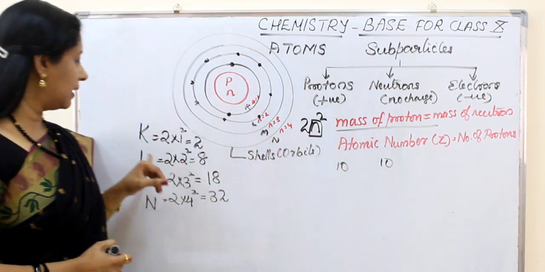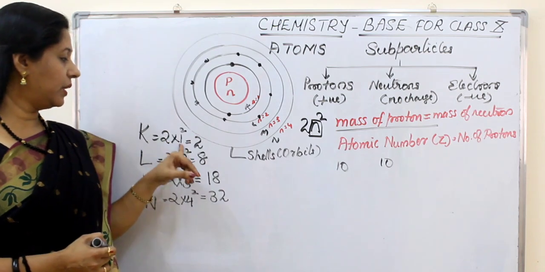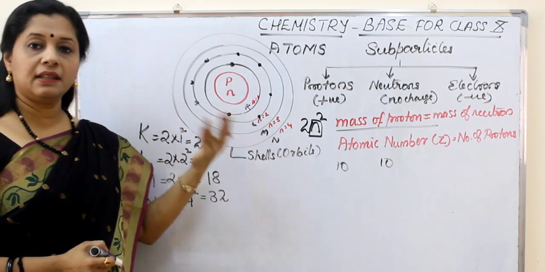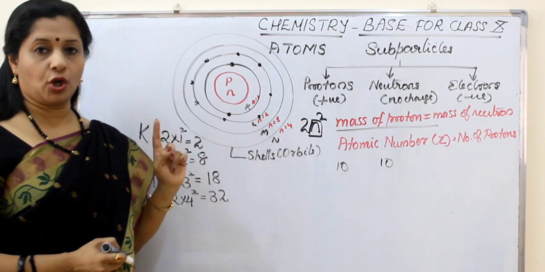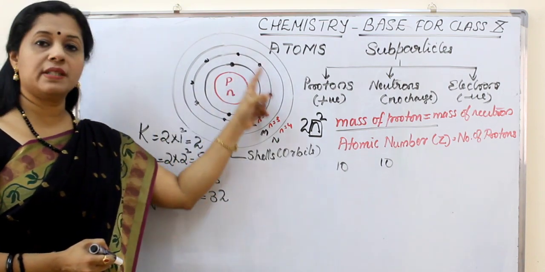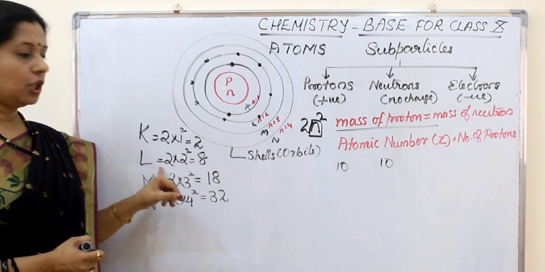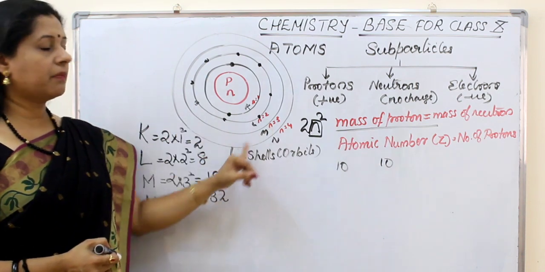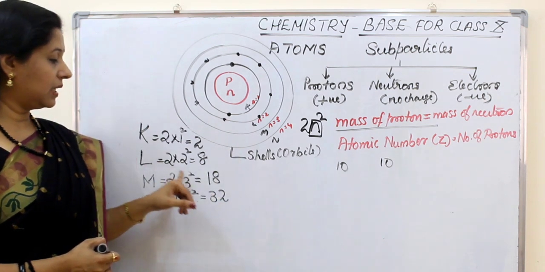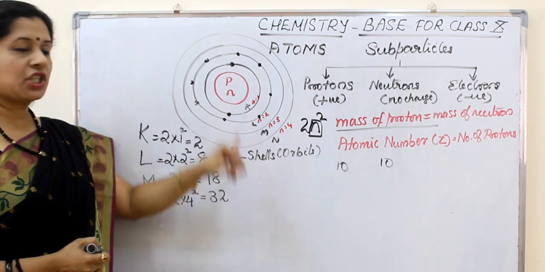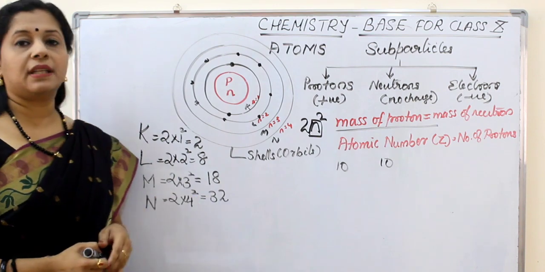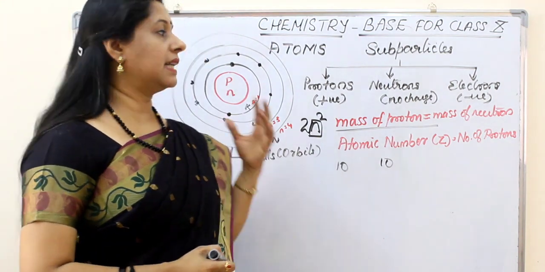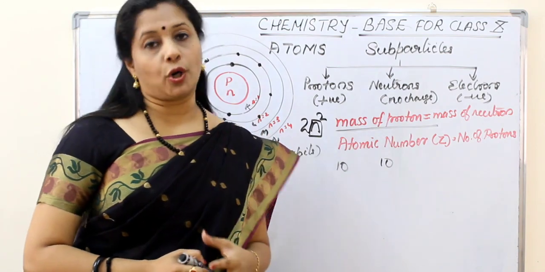In that way if you calculate, the K shell can have 2 into 1 square, that is 2 electrons maximum. If there is a third electron, it should go to the next orbit. But how many electrons can be there in the next orbit? 2 into 2 square, that is 8 maximum. Then the next orbit will have 2 into 3 square, that is 18, and the N shell can have 2 into 4 square, that is 32. This is how we are finding out the number of electrons that can be accommodated in each orbit.